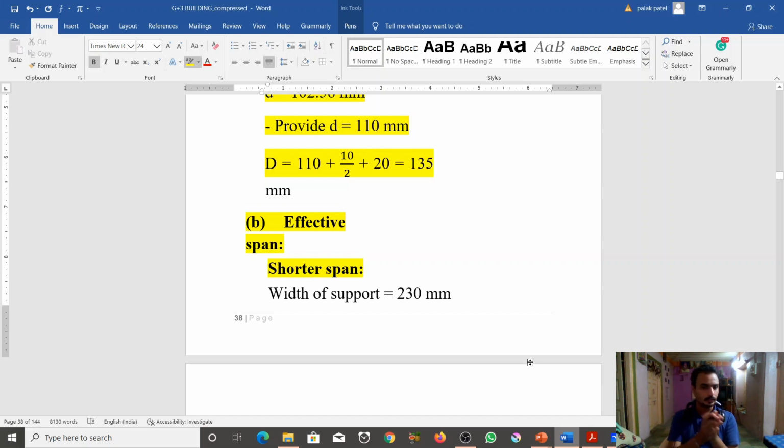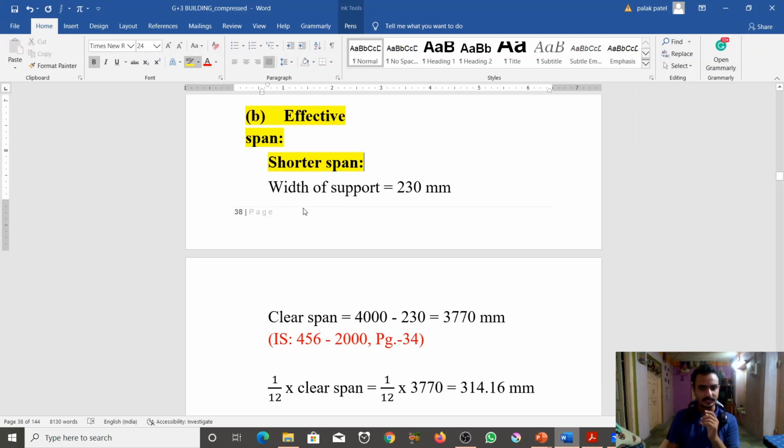So first of all, for the shortest span, that is Lx, the width of support is 230 mm, which is given. We have to find the clear span. Clear span is 4000 minus 230, where 230 is the width of support. So the clear span is 3770 mm. This is the clear span for the shortest span.